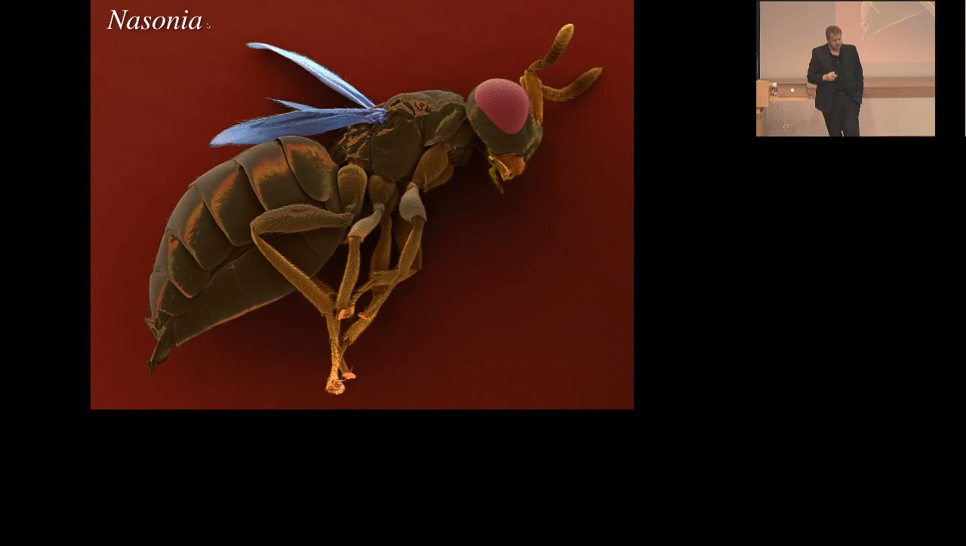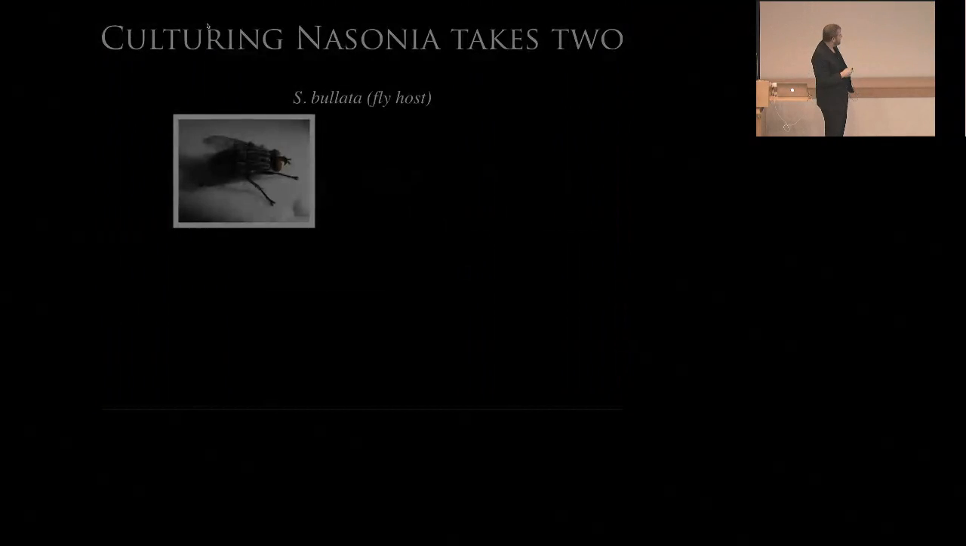And we've been studying this in a model system that's perfect for studying young speciation events. This is Nasonia. It's a parasitic wasp. It doesn't normally look this pretty, although it is called a jewel wasp. And what happened here is we just took a scanning electron micrograph and false colored it. This is what it actually looks like.